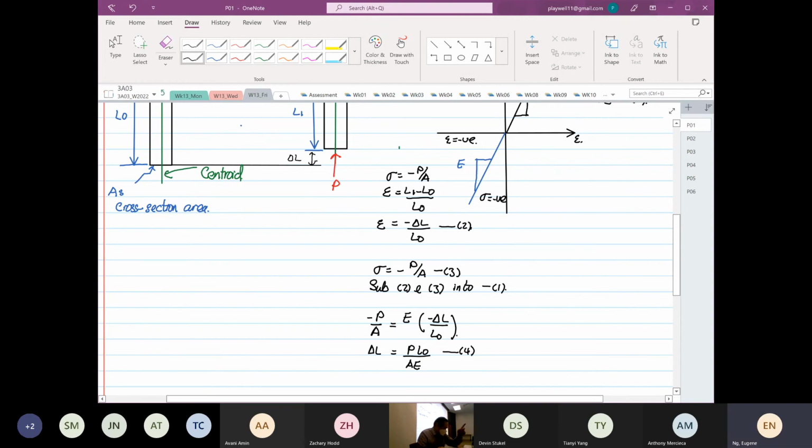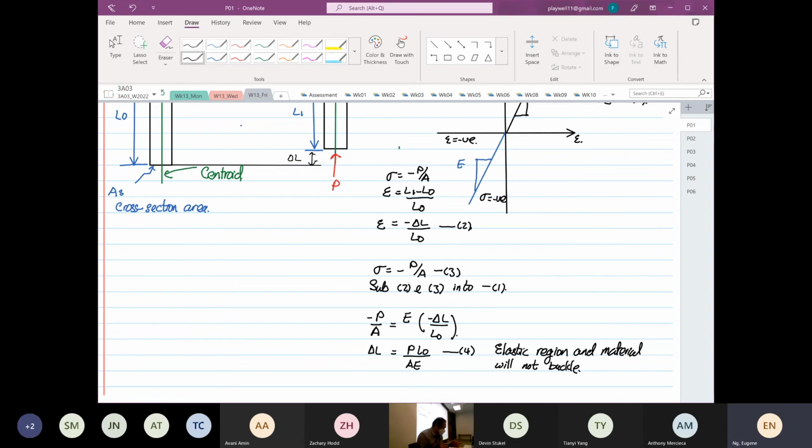Important thing to take note, okay? This is only true when the material is in the elastic region and the material will not buckle. Okay, right. So this is how we relate mechanical properties to deflection.